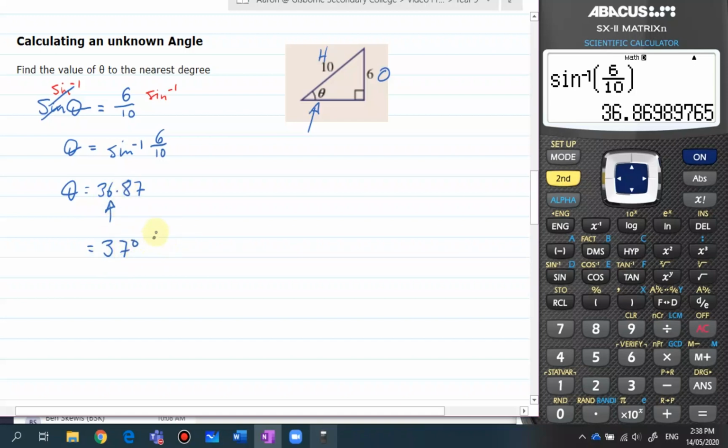Okay, hopefully that's a nice short one. If you have any of the others, it works exactly the same. So if it was cosine of theta equals adjacent over the hypotenuse, you'd do the same. You'd end up with theta is equal to inverse cosine of A over H. Work it out exactly the same way.